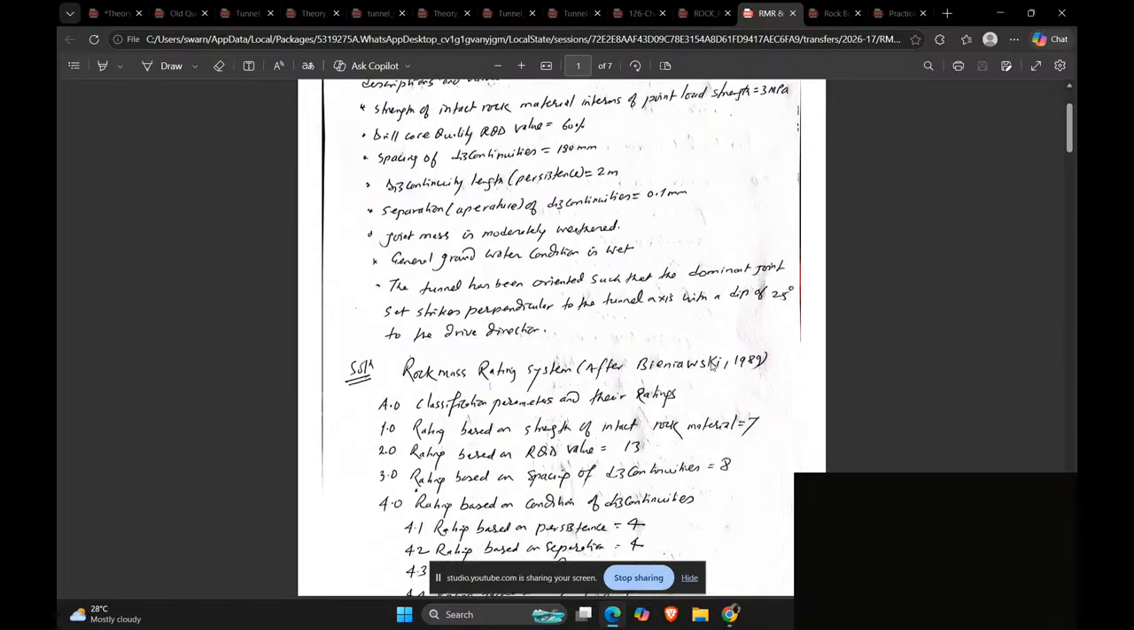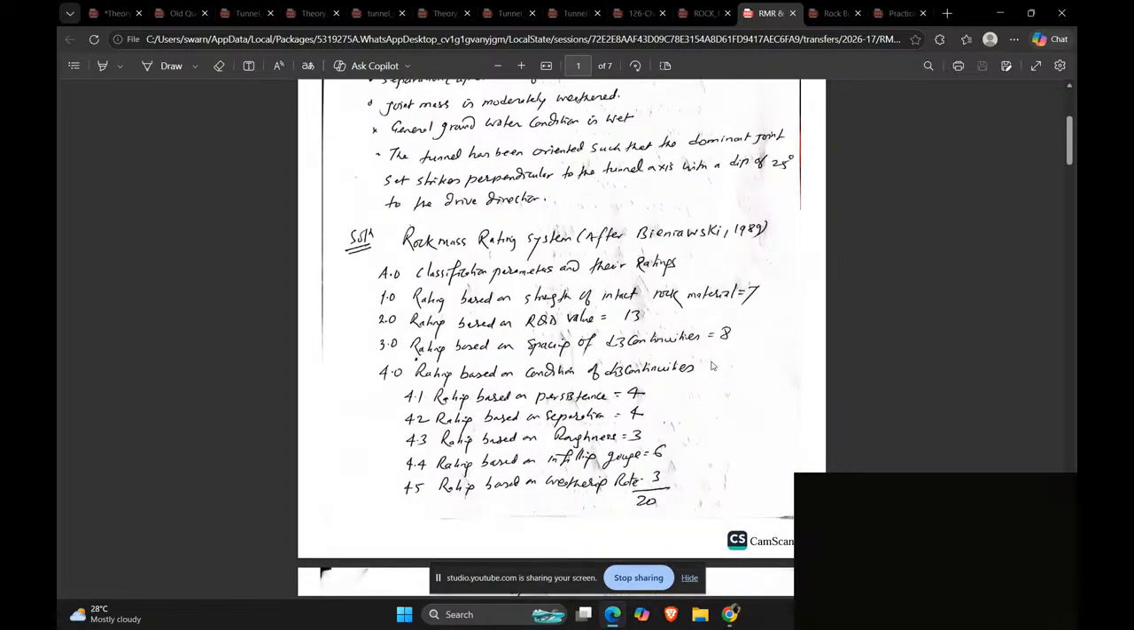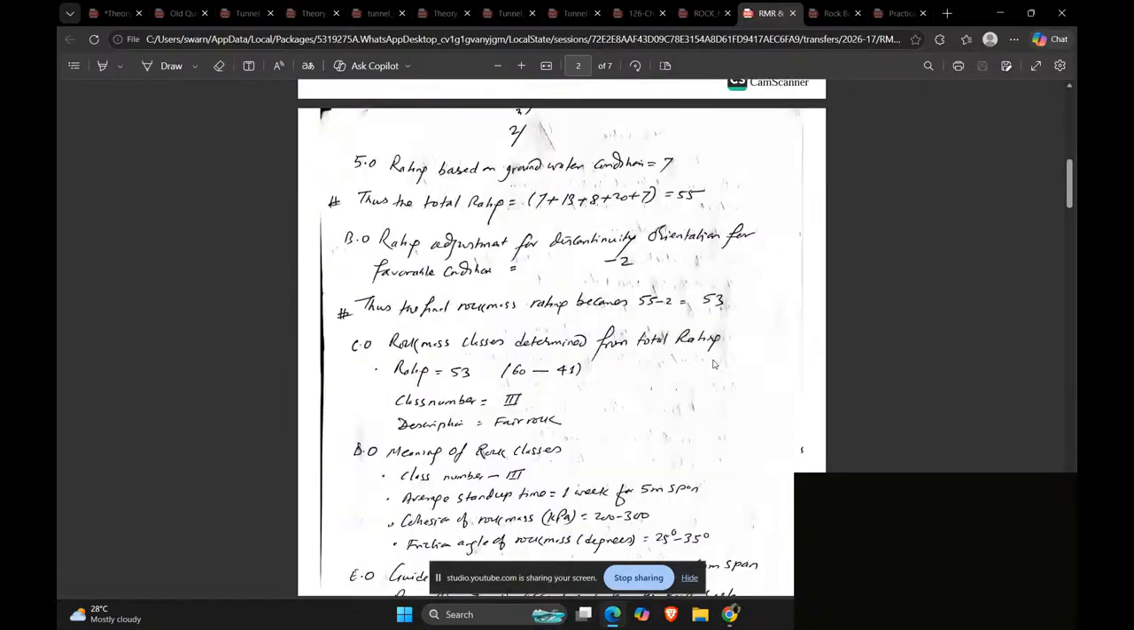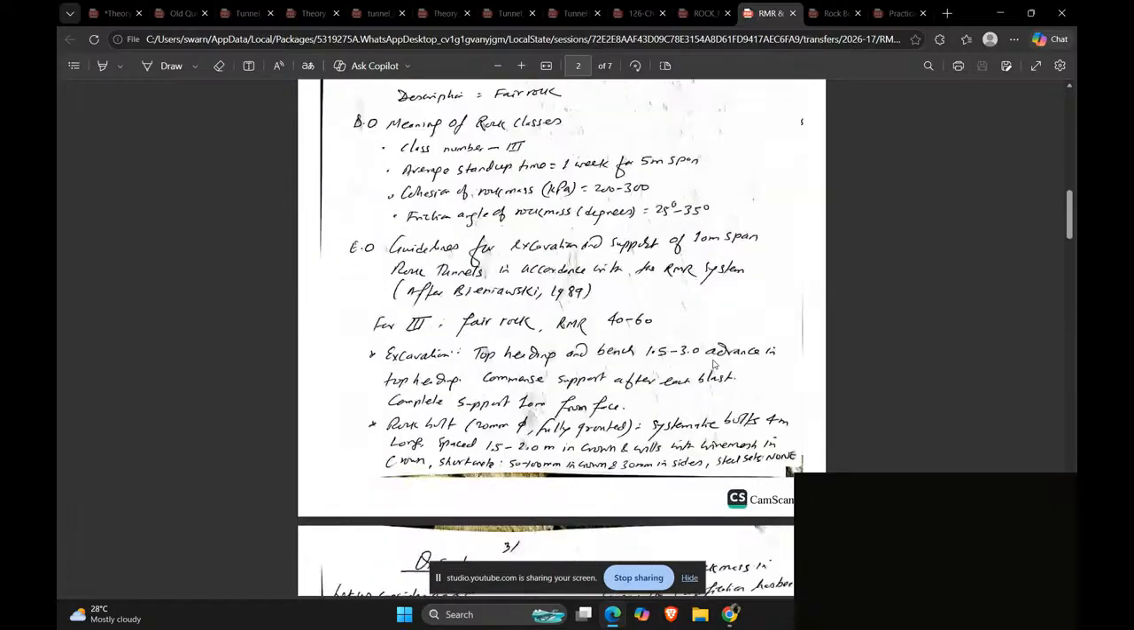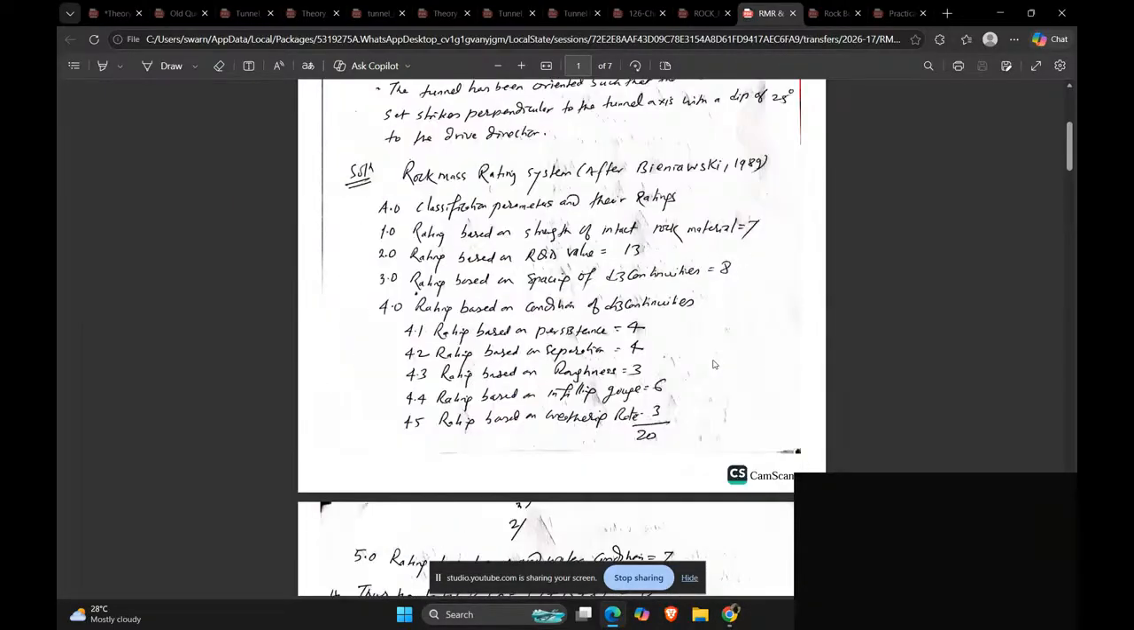Considering the parameter descriptions below, solution, rock mass qualifications and rock mass rating, RMR, and Sanangiri and rock mass rating.